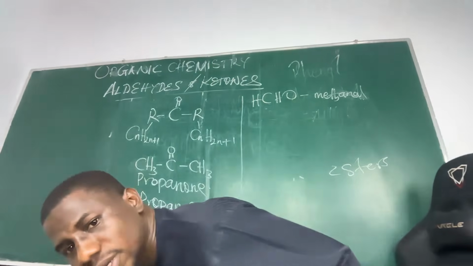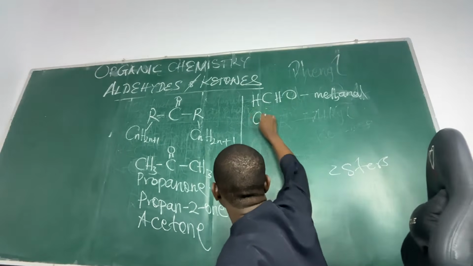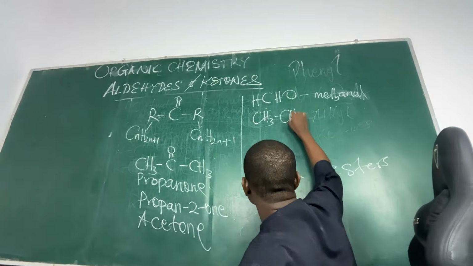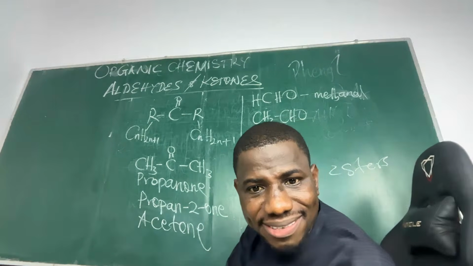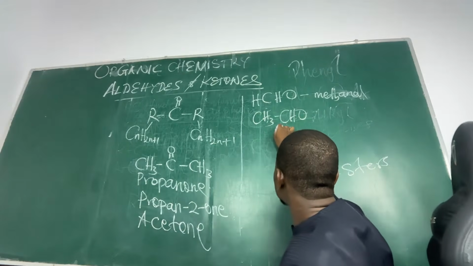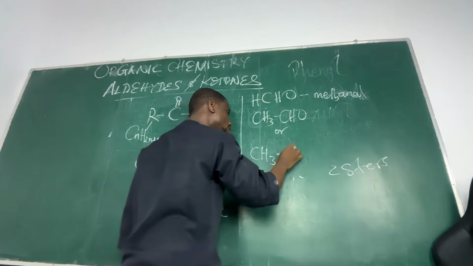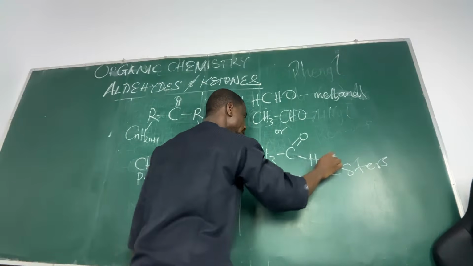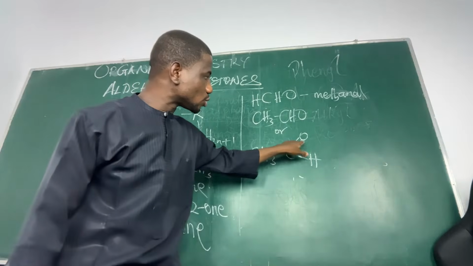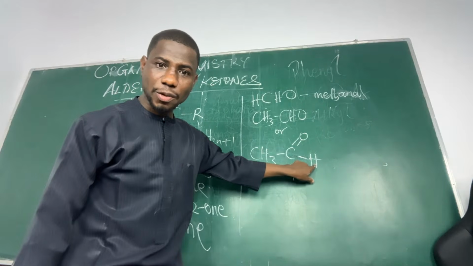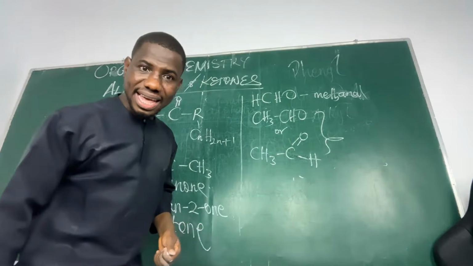Now we have the other one, which is the second member, CH3CHO. How many carbon are there now? 2. In some cases, it will be written this way: CH3 bonded to C, double bond O, bonded to H. Anyhow you see it, both of them represent the same thing. And what's that? Ethanal.